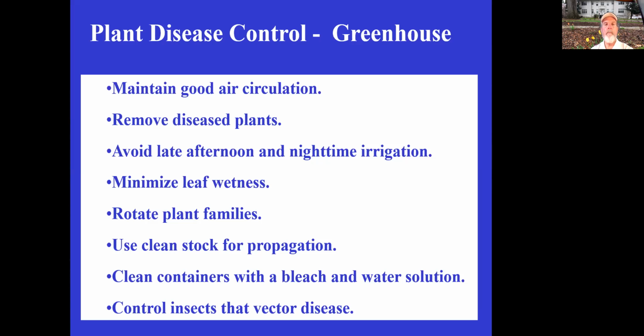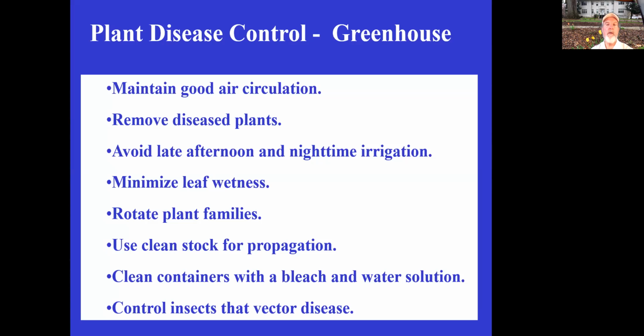Rotate plant families. What that means is, for instance, tomato, potato, and eggplant are all in the same family. Cucumber, watermelon, pickles, they're all in the same family. And so if you rotate from family to family in your garden, or even in different spots in your garden, chances are you're going to get less disease because there's not as many spores laying in the soil ready to attack that new plant.